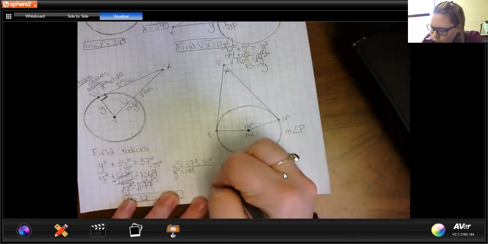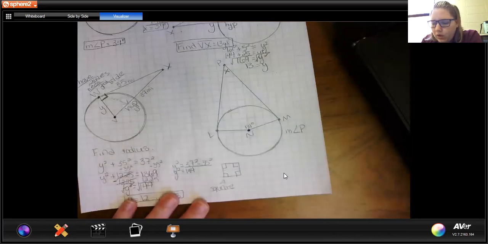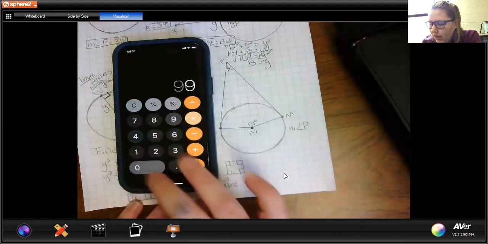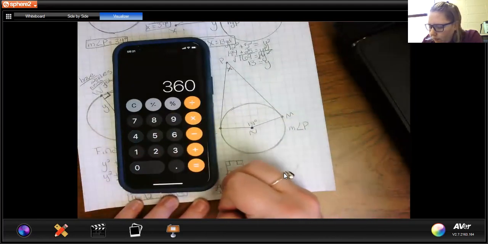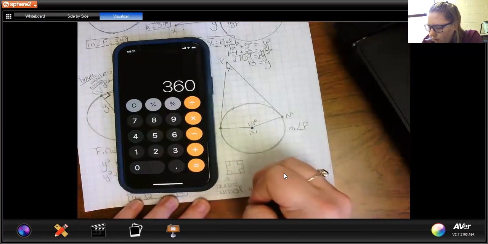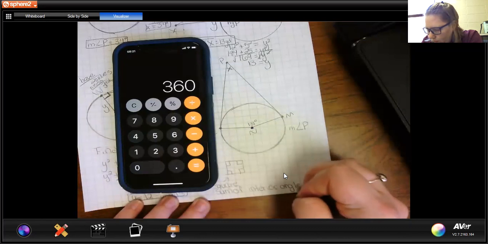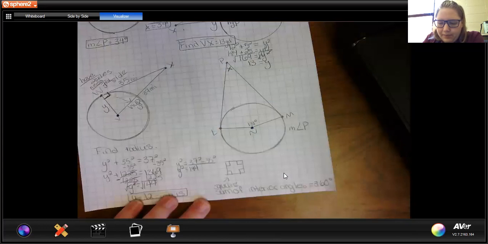It has 4 90-degree angles, right? That's what makes up a square. So if I take a handy dandy calculator and I do 4 times 90, I'll get 360. So the sum of interior angles is equal to 360 for a four-sided figure, okay?